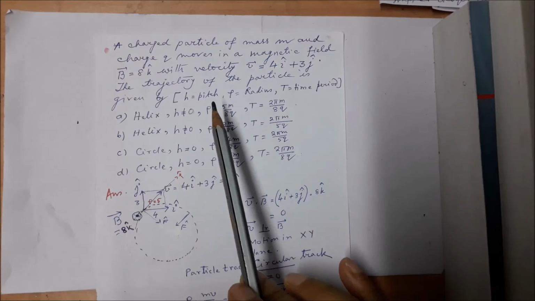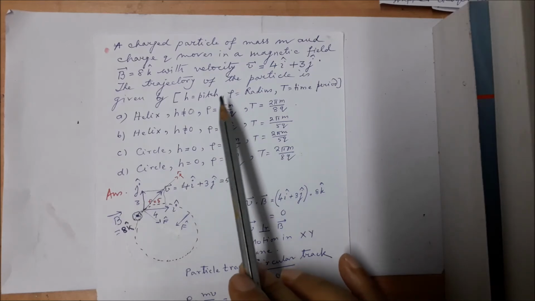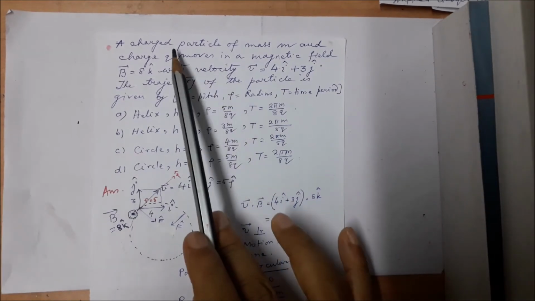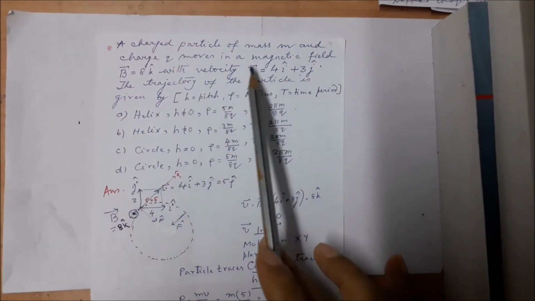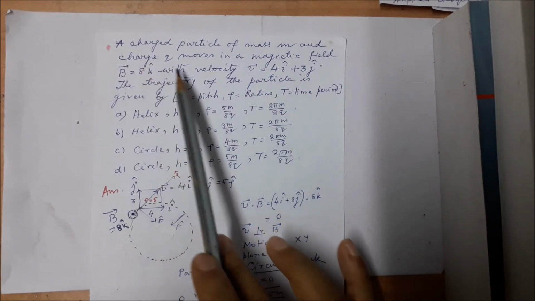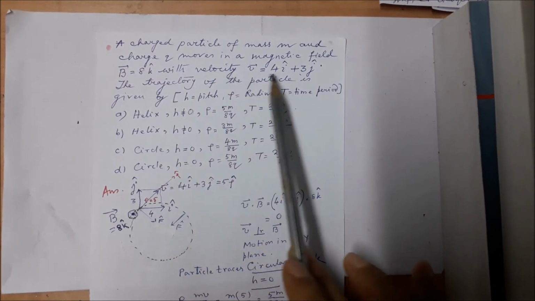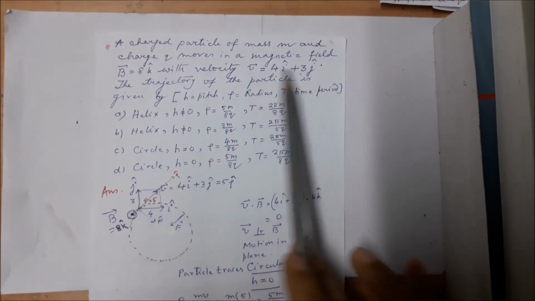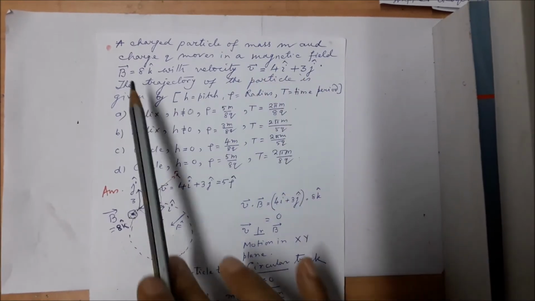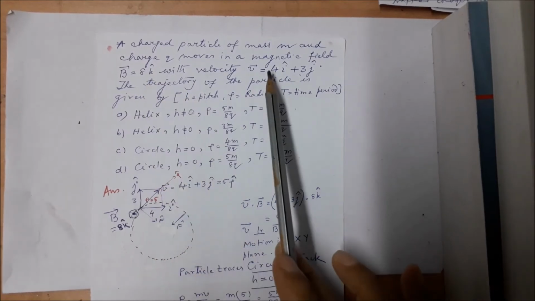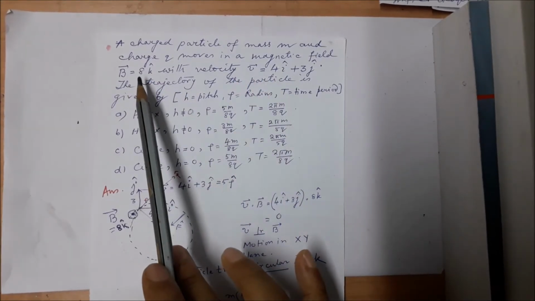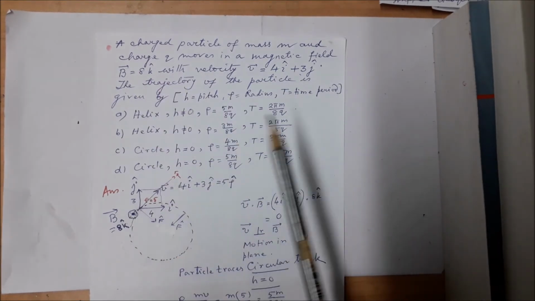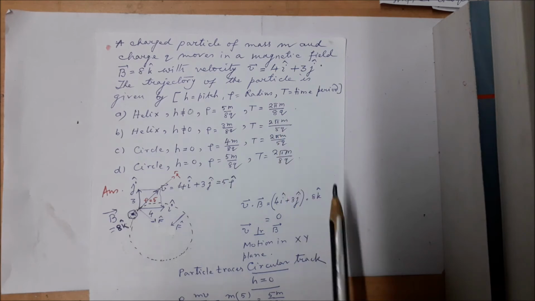This is a similar problem, but an extension of the earlier one, because now we have a charged particle entering into the field which is along k cap, and the velocity of entry is 4 i cap plus 3 j cap, which means velocity is in the xy plane and the field is along k cap. So the entry is perpendicular to the field, and therefore the motion will occur in a circle. So helix will not be traced.